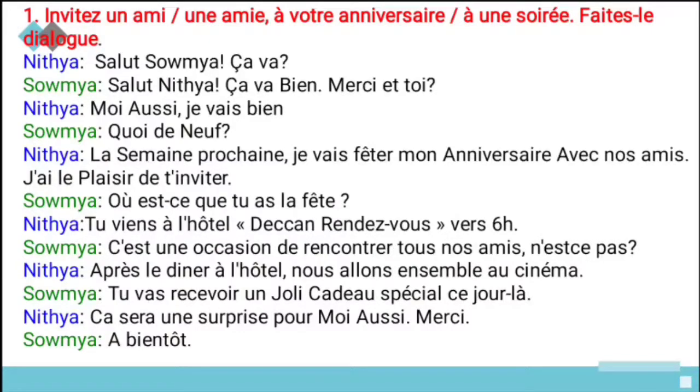So you have to make a dialogue between you and your friend. So in this dialogue, 2 characters are there. One is Nitya and another one is Soumya. So they are discussing the anniversary. So one is inviting. Let's see the conversation between Nitya and Soumya. So Nitya, salut Soumya, ça va? So hi Soumya, are you fine? Soumya, salut Nitya, ça va bien, merci. Et toi? So hi Nitya, I'm fine. Thank you. And you? Nitya, moi aussi, me too. And je vais bien. Yes, I am also fine.